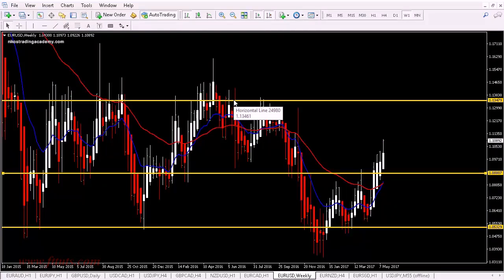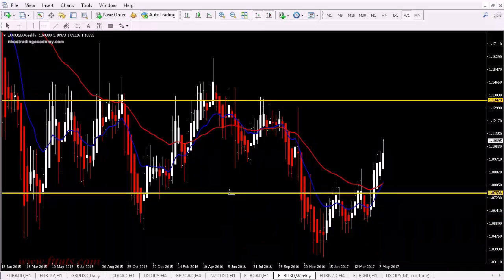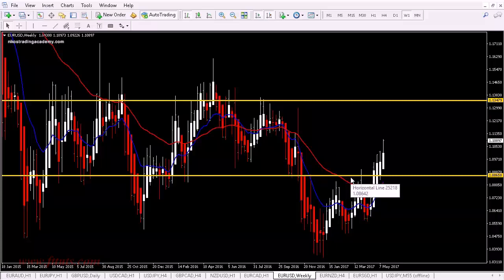We just need one line above price that is really easy to spot, and one line below price for support in case price comes back. We don't need hundreds of lines. So in this case we don't even need this line. We just need the resistance line up here and the support line down here. That's all you need on the chart.